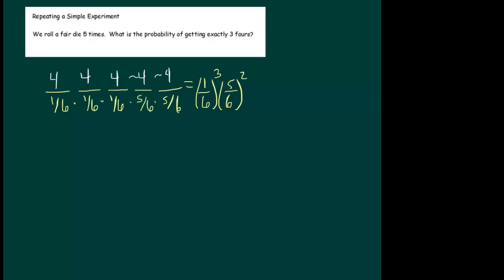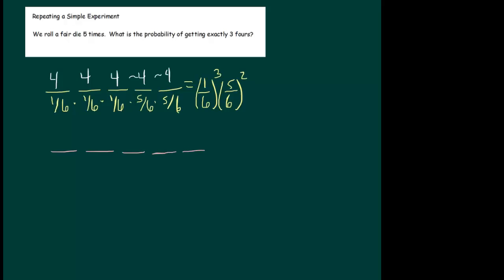Now, at this point, a lot of students think that we're done. They think we're done because they say, well, look, we just looked at the situation, and these are the probabilities that it would be. But they fail to recognize that we have to add in all the possible ways that you can get exactly 3 4s when you roll it 5 times. We just did one way, but another way you could get 3 4s is like this.